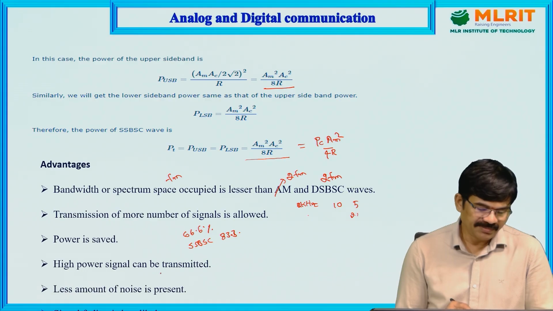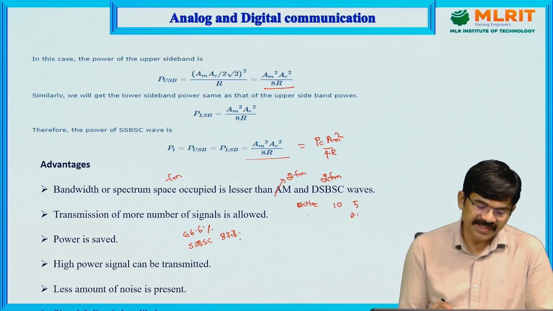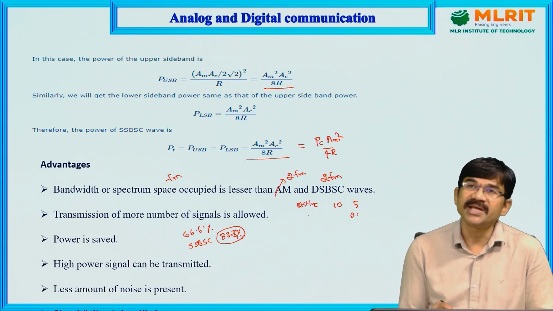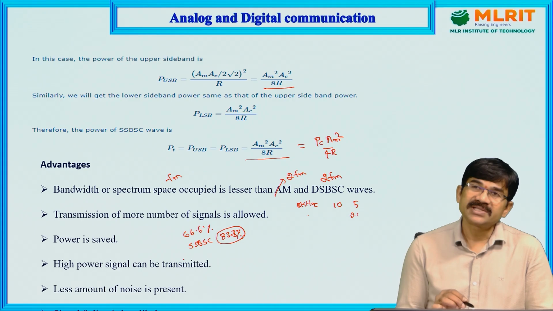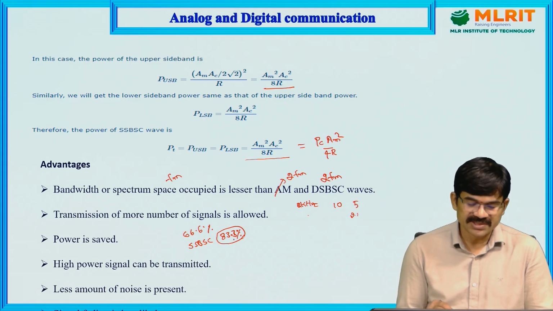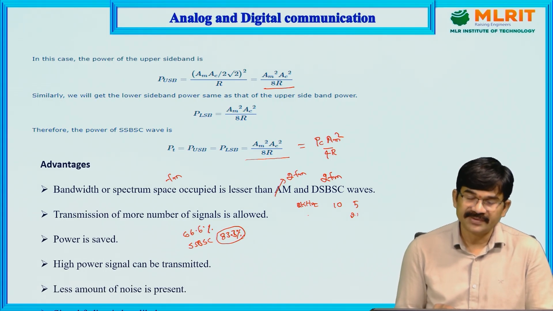High power signal can be transmitted. What is the meaning of that? The saved power, 83.3% of the power we are saving, we are utilizing for effective transmission of the single sideband. Whatever single sideband we are transmitting, we use the saved power for the transmission of that single sideband.